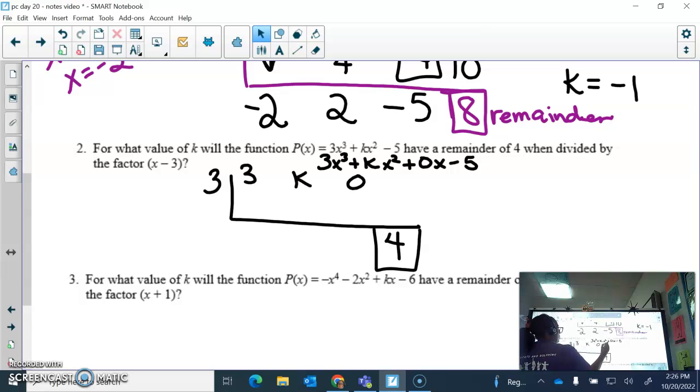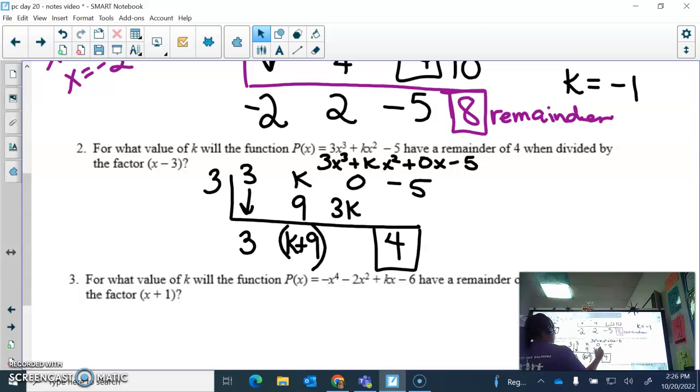Now I'm going to show you the other way to do this, and that's just the straightforward way. If I bring down the 3, 3 times 3 is 9. K plus 9 is k plus 9. Then I'm going to multiply k plus 9 times 3 to get 3k plus 27. Then I'm going to bring that down. 0 plus 3k plus 27 is 3k plus 27. Then I'm going to multiply that times 3, so I get 9k minus 81.